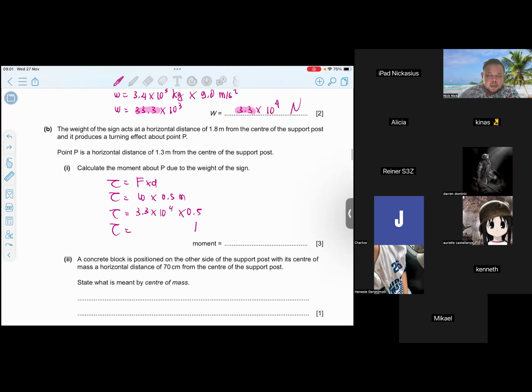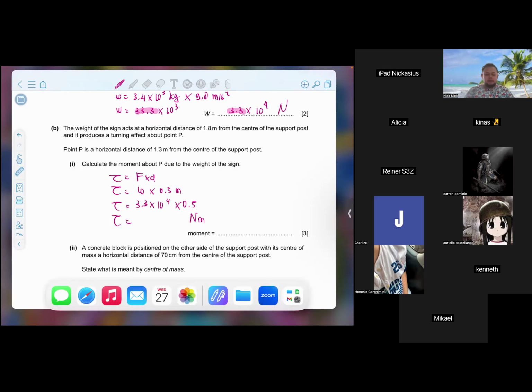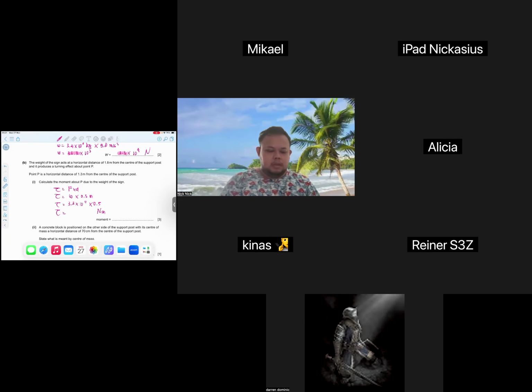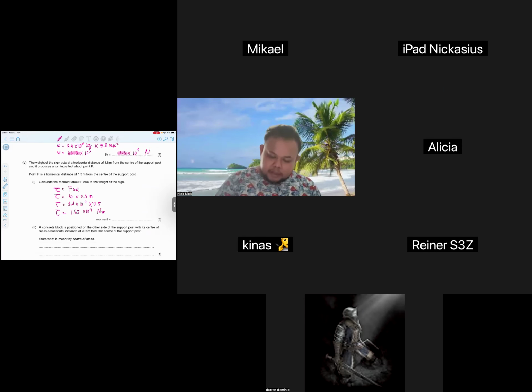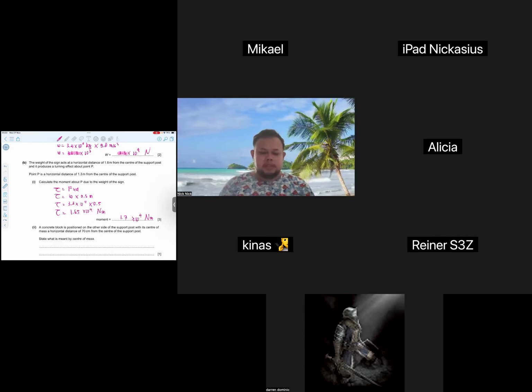Correct, students? So the answer is 3.3 divided by 2, yeah, 1.65 times 10 power 4 newton meter. So two significant figures, 1.7 times 10 to the power 4 newton meter. Process 1 mark, final answer 1 mark, 3 marks.